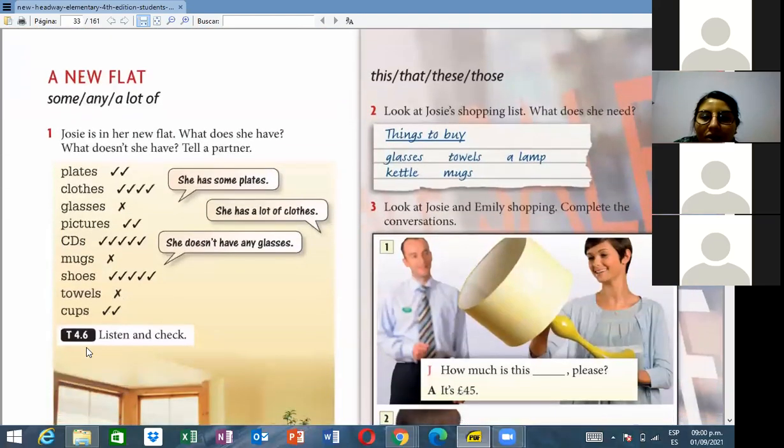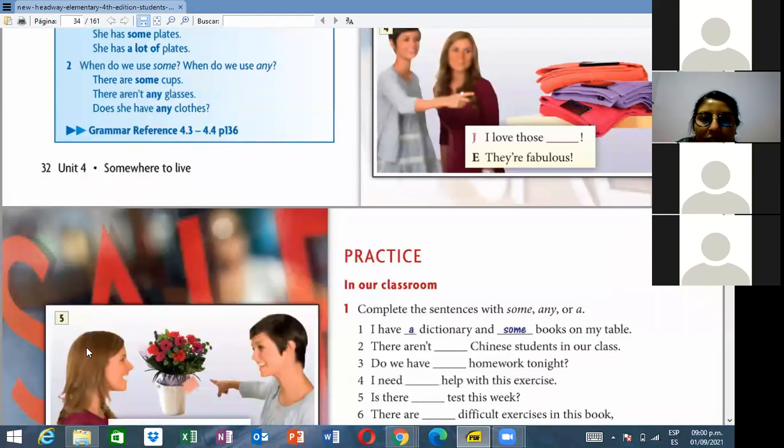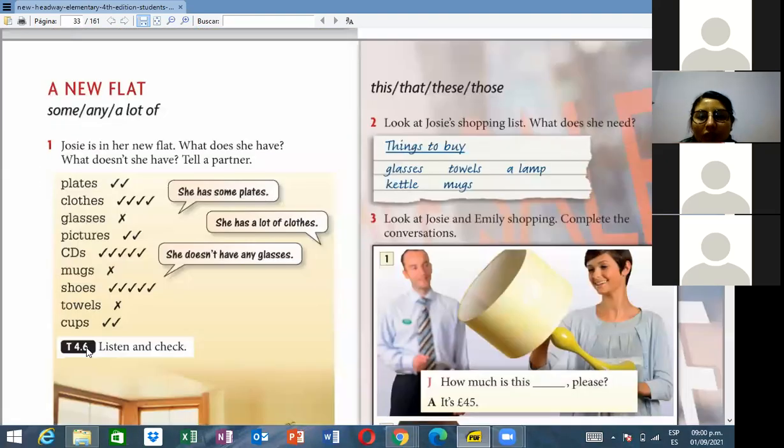Now let's continue. We have another activity. Page 32, everybody. A new flat. Let's talk about here some, any, and a lot of. We use some for with positive sentences, right? When we don't know exactly how many, so we can say, oh, there are some pencils, there are some books, right? Cuando sabemos exactamente la cantidad, ¿no? Pero sabemos que hay ni mucho ni poco, some, algunos, okay? Any, please remember that you have to use in negative sentences and also in questions.